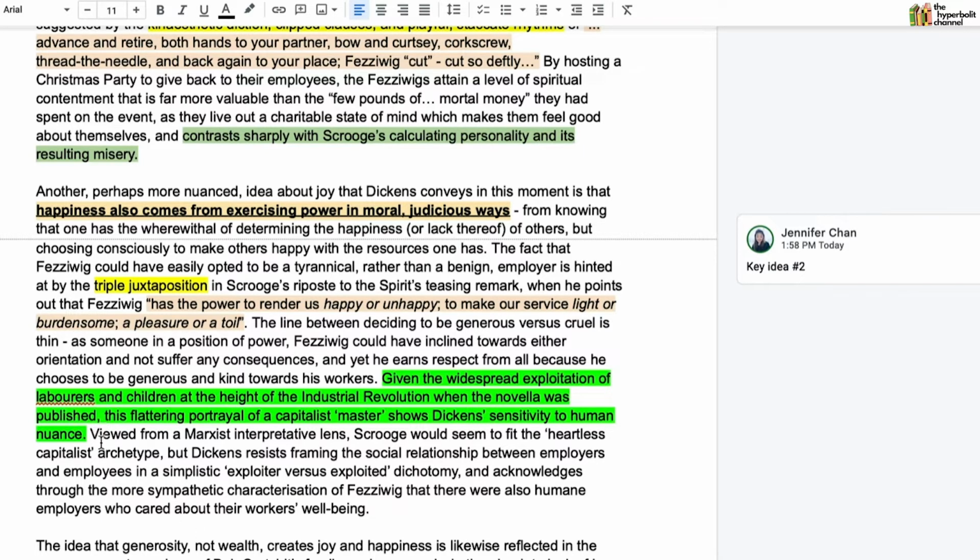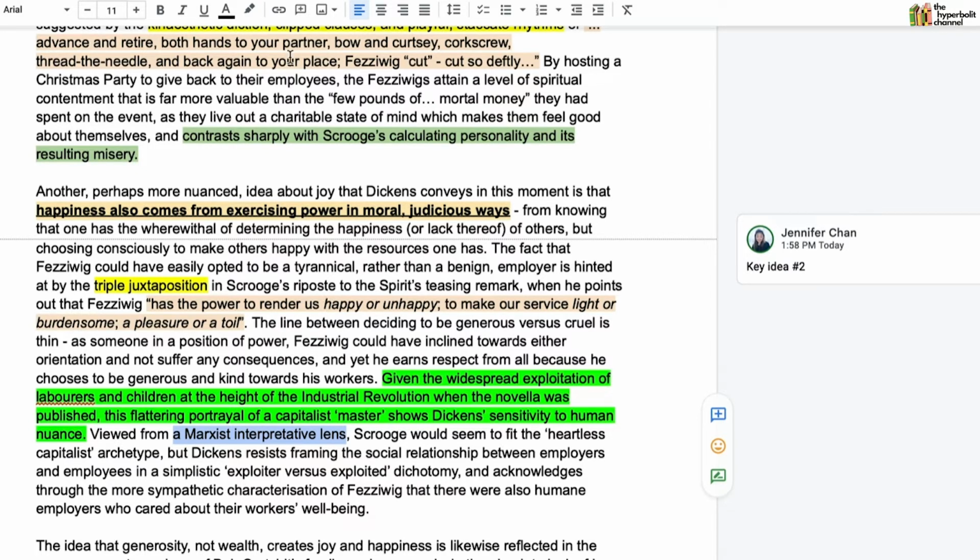And then she goes on to level up this even more by bringing in a critical interpretative lens. Viewed from a Marxist interpretative lens, Scrooge would seem to fit the heartless capitalist archetype. But Dickens resists framing the social relationship between employers and employees in a simplistic exploiter versus exploited dichotomy and acknowledges the more sympathetic characterization of Fezziwig that there were also humane employers who cared about their workers' well-being.